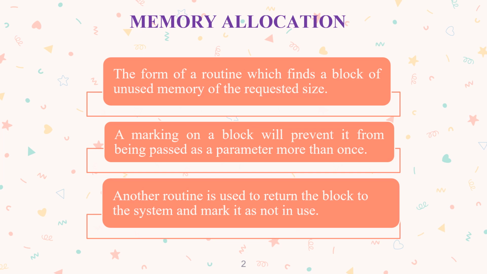Memory allocation is a form of routine which finds a block of unused memory of the requested size, and marking the block on allocation will prevent it from being passed as a parameter more than once. Another routine is used to return the block to the system and mark it as not in use. So it shows whether the memory is allocated or not.